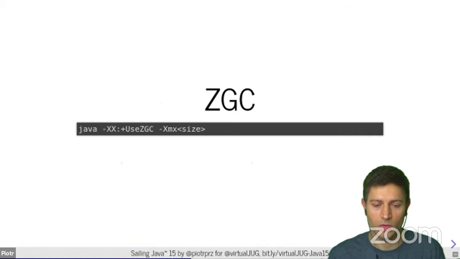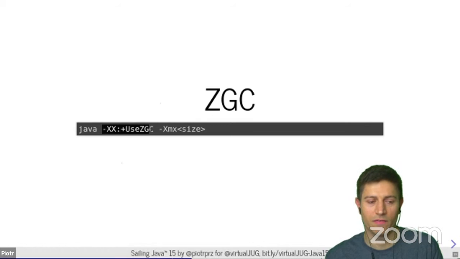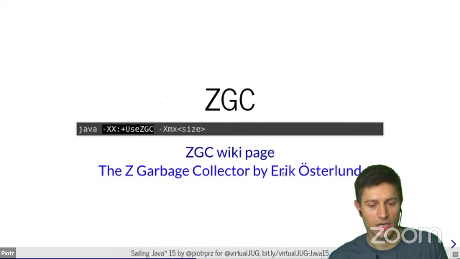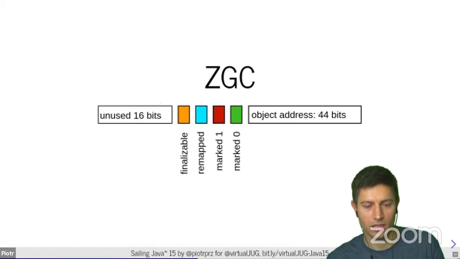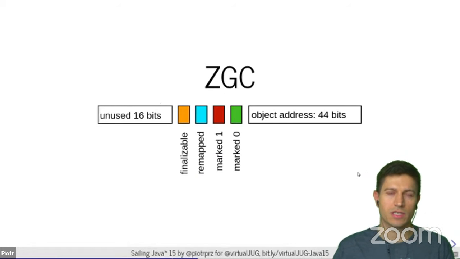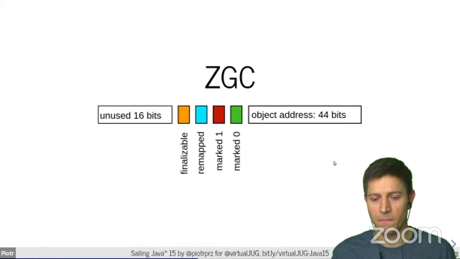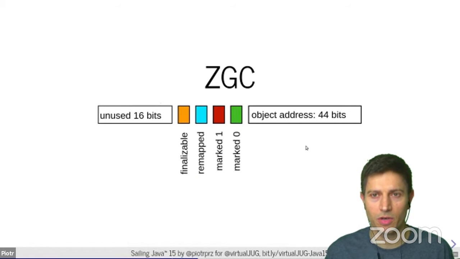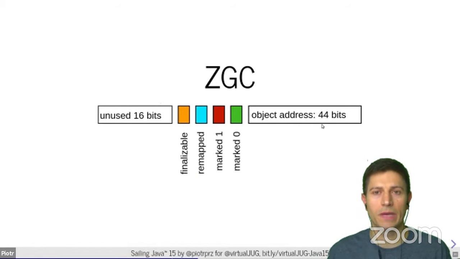And ZGC works in a bit different way. We have a different flag or parameter to switch it on. And there's also a nice wiki page, and a nice talk by Eric Österlund. The modus operandi is a bit different. To address 16 terabytes of memory, our processors, despite being 64-bit processors, are using only 44 bits. So the remaining 20 bits are effectively wasted, we could say.